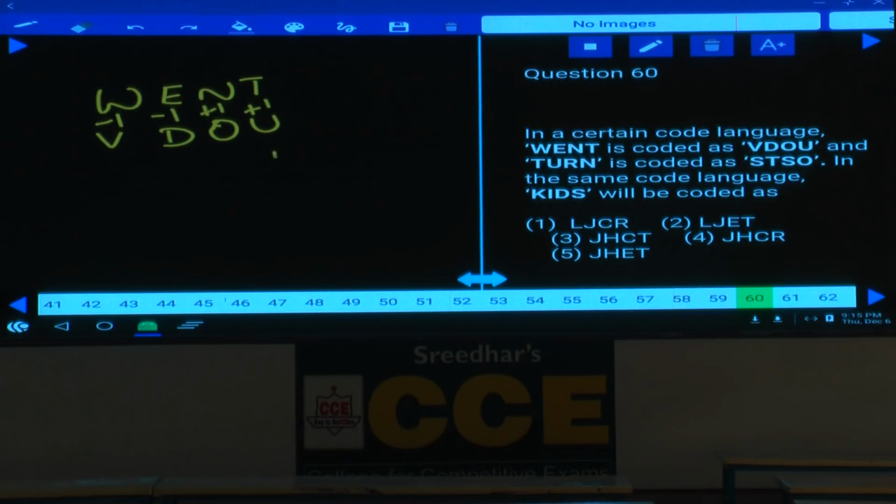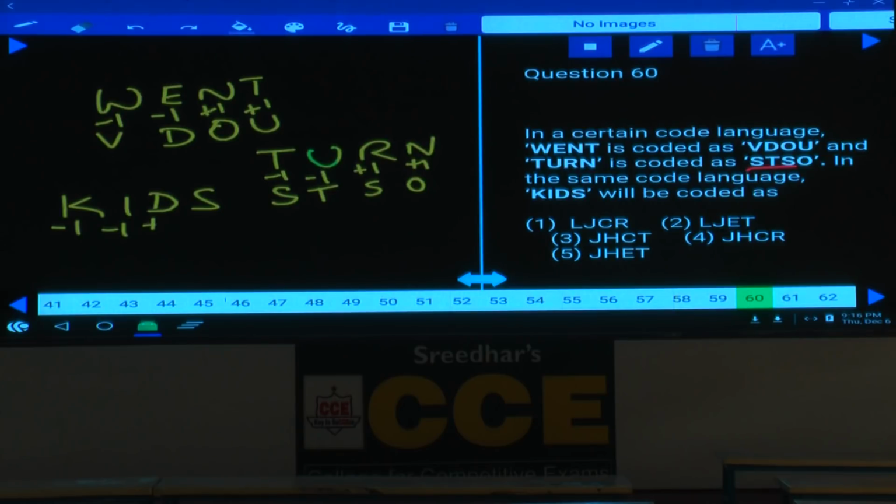And similarly, turn. What is the code to this word turn? Turn is minus 1, plus 1, plus 1. T minus 1 is S, U minus 1 is T, R plus 1 is S, N plus 1 is O. S T S O, isn't it? And similarly, what is the code to the word kids? Tell me what is the code here. First, for the first two letters minus 1, third and fourth letters plus 1. K minus 1 is J, I minus 1 is H, D plus 1 is E, S plus 1 is T. J H E T, choice 5. Now question number 60, choice 5 is the answer.